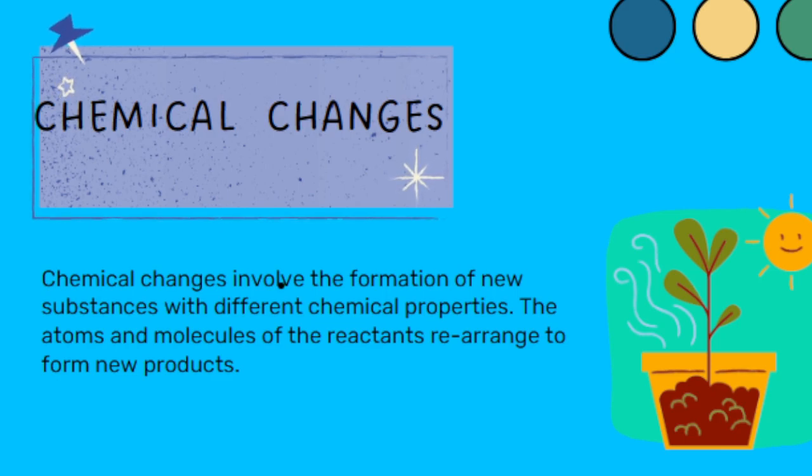What are chemical changes? Chemical changes involve the formation of a new product or substance with different chemical properties. The atoms and molecules of the reactants rearrange to form new products. So here we remember the key point: a new product is formed. It's important. Molecular and atomic structures change, their arrangement changes, and we get a new product.